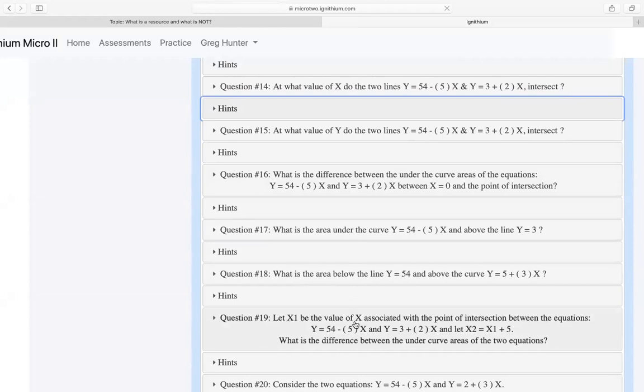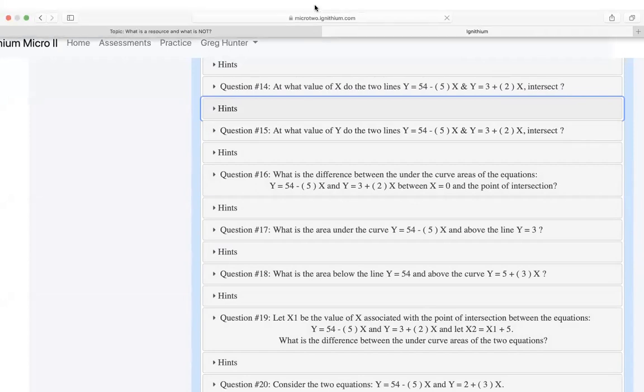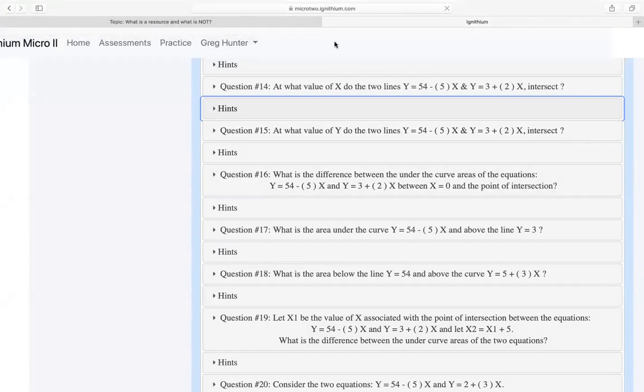So X1 is a point of intersection, so that should be clear. Oh, okay. So I won't go all the way through this one, but I can talk about it just for a second, right? So who asked the question about number 19? Me, Brian F. Okay, so Brian, hopefully you can see, right? So they're saying X1 is the point of intersection and X2 is X1 plus 5, right? And you have these two equations, right?